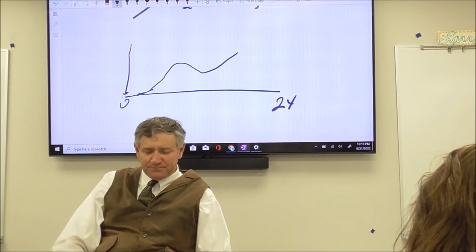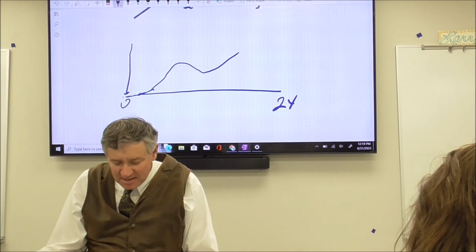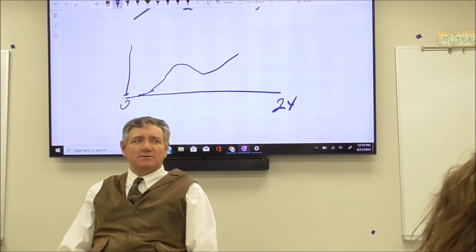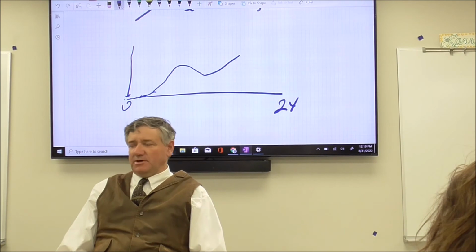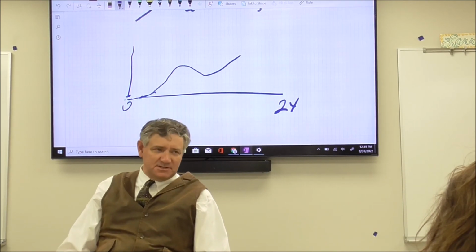Then we're going to ask, is the velocity constant in the horizontal direction? Look at the graph. Does the slope change? Yes or no? Does the velocity change? Yes or no?